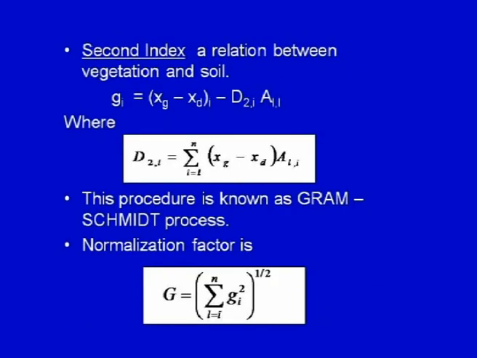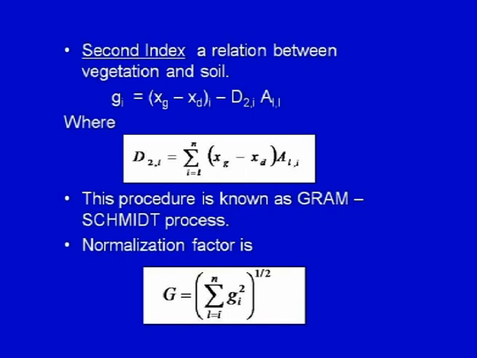The next index to be developed is a relationship between the vegetation and the soil. First of all, let us find out the greenness vector. What we do is subtract the dry soil brightness value from the green vegetation on each of the bands, and now subject it to a Gram-Schmidt orthogonalization sequential approach, wherein we abstract the brightness component which may be there in the information, which is represented by a factor D2i multiplied by A11.